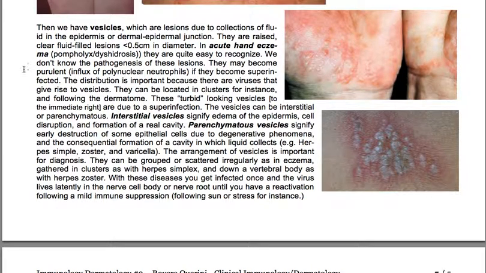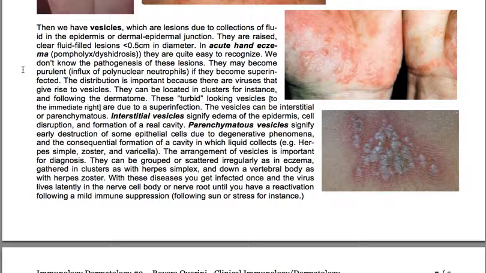They are raised, clear fluid-filled lesions, less than 0.5 centimeters in diameter. In acute eczema, pompholyx, or dyshidrosis, they are quite easy to recognize. We don't know the pathogenesis of these lesions. They may become purulent, with an influx of polymorphonuclear neutrophils, if they become superinfected.